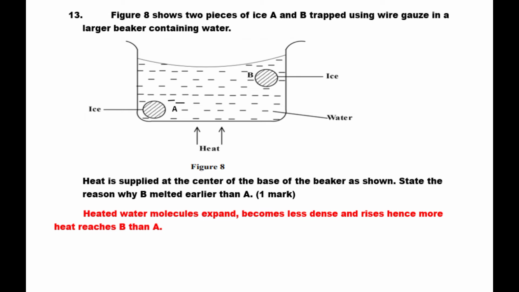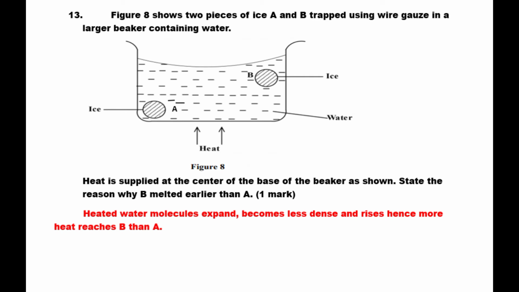So you realize that heated water molecules expand, become less dense and rise. Hence, more heat reaches B than A. In other words, we have convection currents, whereby when you are heating the water, it normally expands, becomes less dense and rises. That means more heat will be reaching B compared to A.